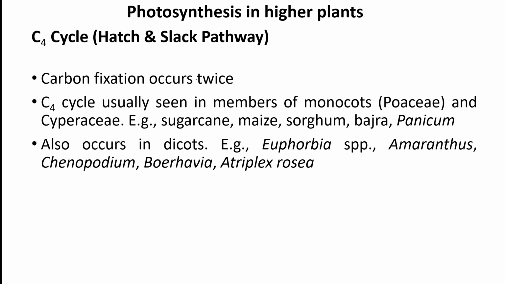Another very important point to remember is that carbon dioxide fixation takes place 2 times in the C4 cycle. In the C3 cycle, carbon dioxide fixation happened only 1 time, with the help of the enzyme Rubisco. Here, carbon dioxide fixation takes place twice. One enzyme involved is Rubisco, and the second enzyme involved, which we will study, is PEP carboxylase, phosphoenol pyruvate carboxylase.